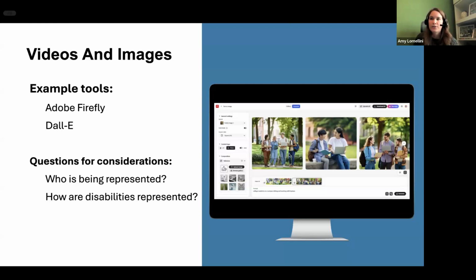So when you're using these tools, what are some things that you would consider? What are some questions? How can you challenge those assumptions? So thinking about who's represented, how are disabilities in particular represented? Are they? So Gemini, Rebecca uses Gemini, Kim uses.